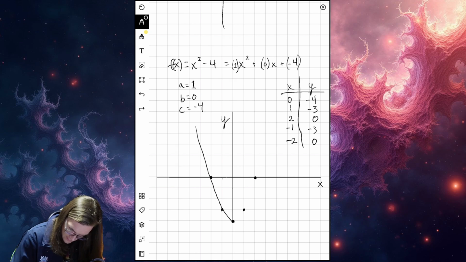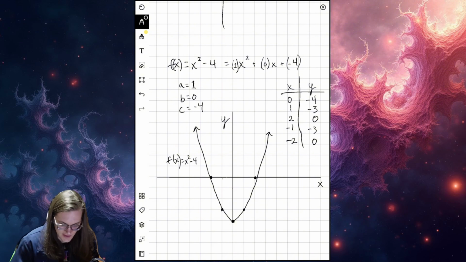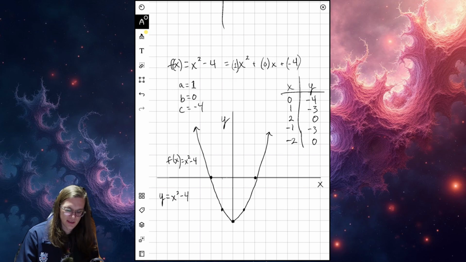It's still horrible. Okay, so then we can label it. This is x squared minus 4 is the quick way to say it, right? But this is f of x equals x squared minus 4, which is a function where it's true that y equals x squared minus 4 at any point on the curve, on the function, on the parabola.